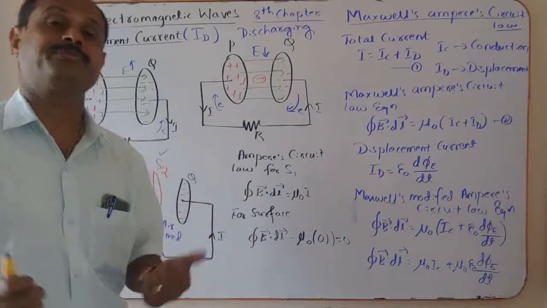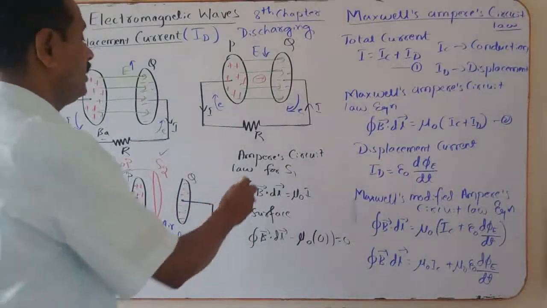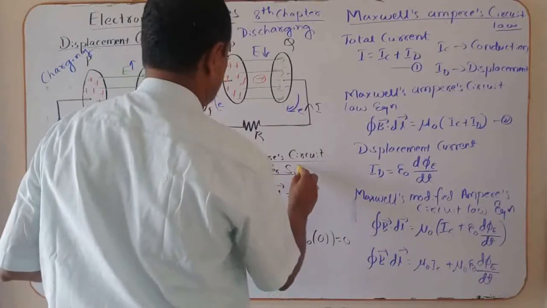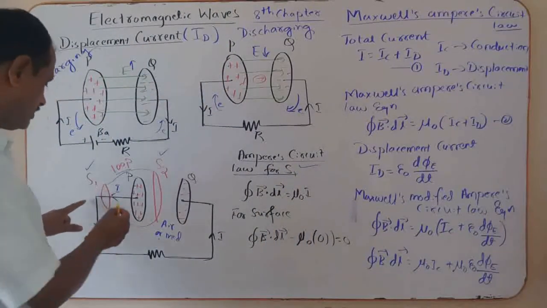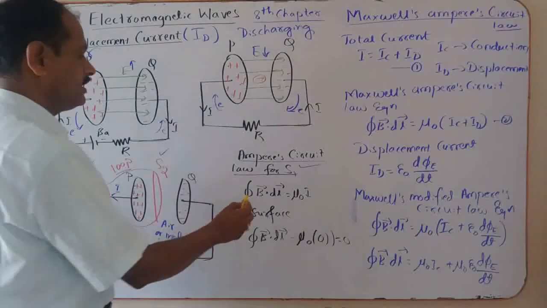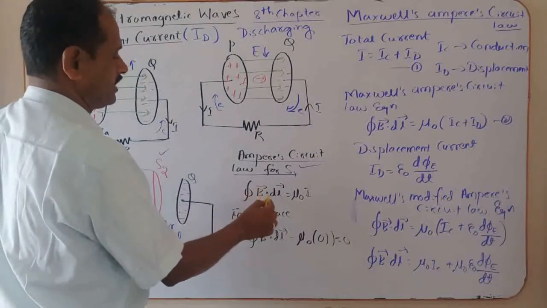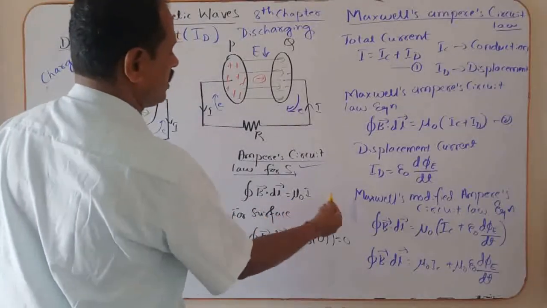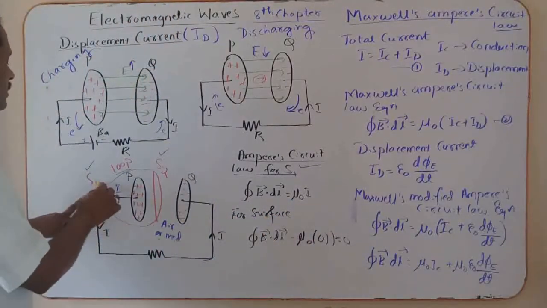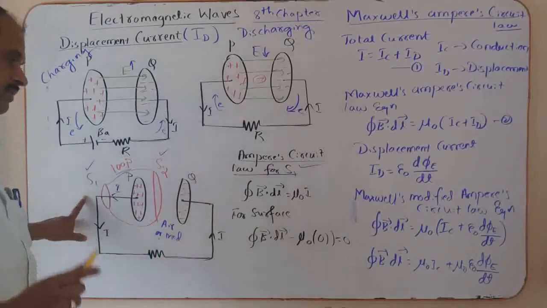What does Ampere's circuital law say? You apply the Ampere circuital law for the surface S1. Then what do you get? This is the current flowing through it. The line integral of the magnetic field over this closed loop of surface S1 is equal to mu naught times the current threaded through the surface. This is Ampere's circuital law.